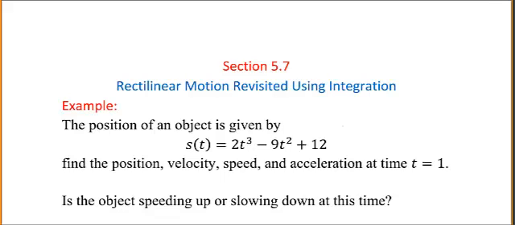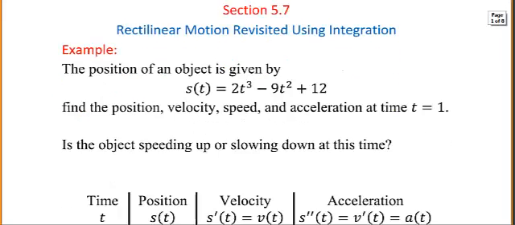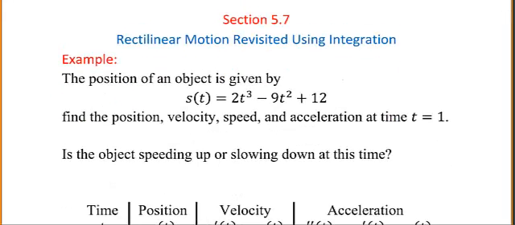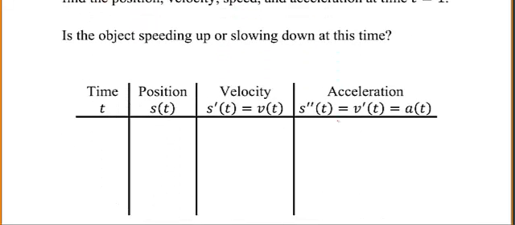In section 5.7, we return to the idea of rectilinear motion, but now from the integral perspective. So let's first take a look at an example that reminds us of where we've been so far with this. Let's suppose that a position function is given by s of t is equal to 2t to the third minus 9t squared plus 12. And let's find the position, velocity, speed, and acceleration at time t is equal to 1.